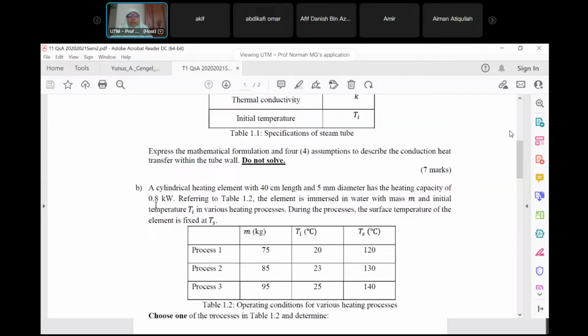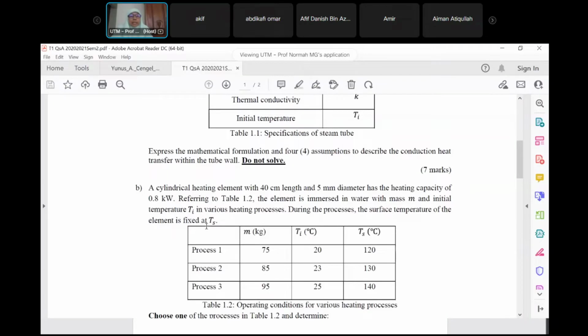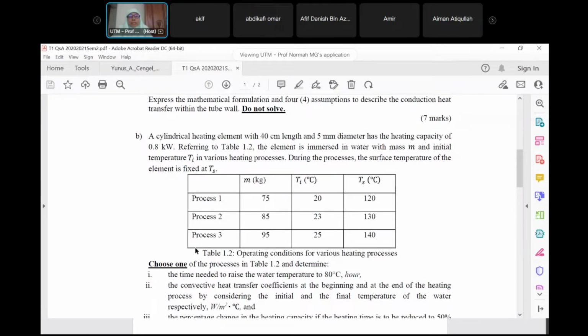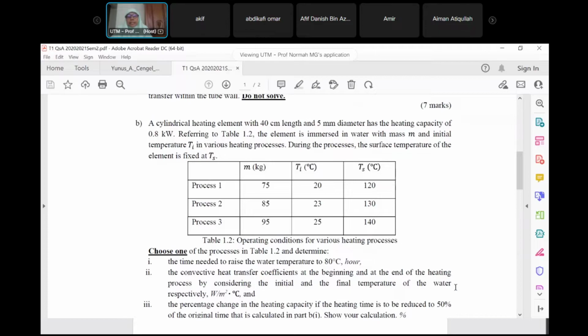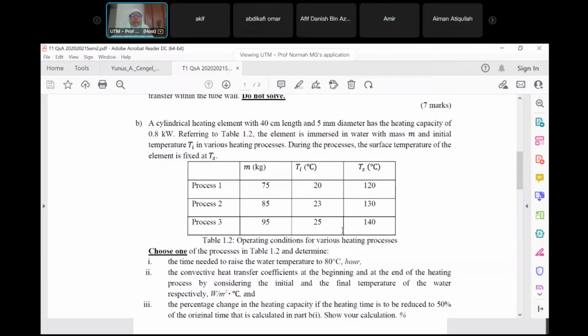Referring to table 1.2, the element is immersed in water with mass M and initial temperature Ti in various heating processes. During the processes, the surface temperature of the element is fixed at Ts. Choose one of the processes in table 1.2 and determine the time needed to raise the water temperature to 80 degrees C in hour. That means how long does it take? Not in second, not in minutes, in terms of hour, 1.5 hours, 1.8 hours. I mean, choose any one of these.